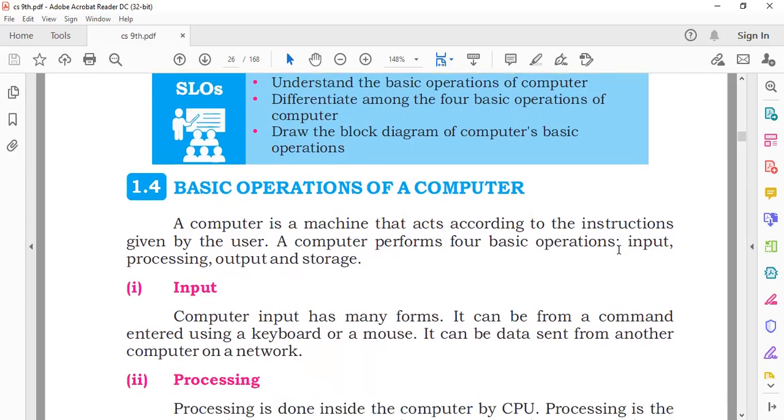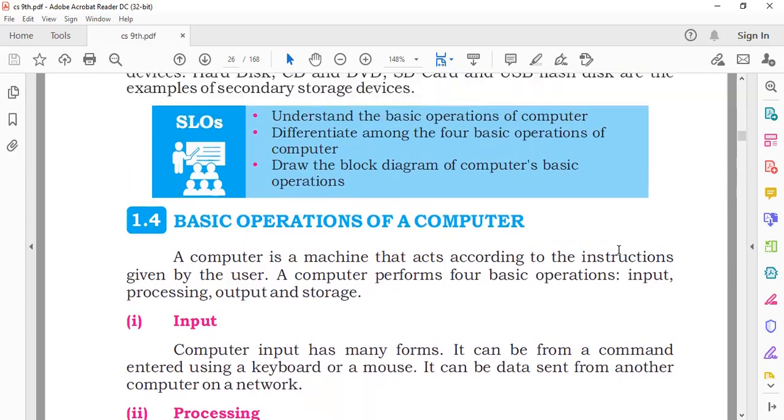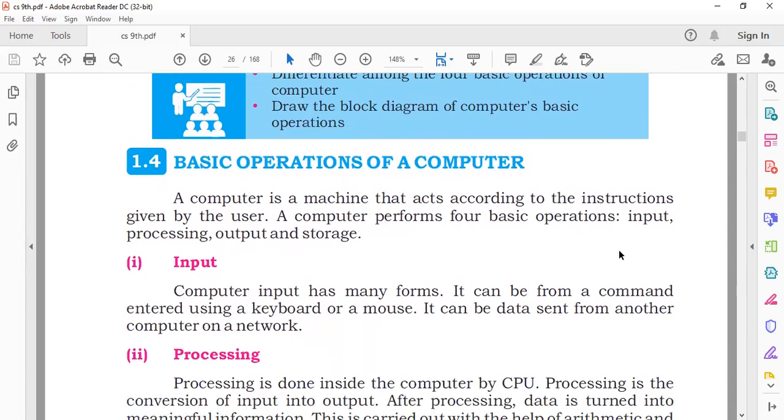Basic operations of a computer. A computer is a machine that acts according to the instructions given by the user. A computer performs four basic operations. One is the input, whatever you are giving to the processor. Another is processing, which processes your data, and then you get the output. After you get the output, you have to save it. This is the storage, which is the fourth one.